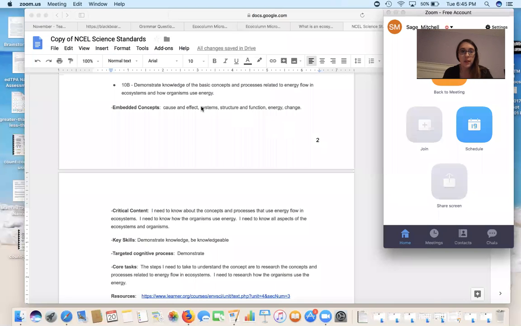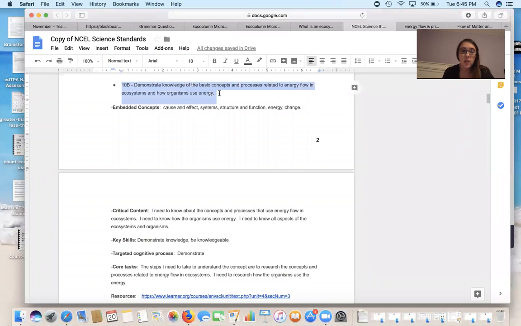Okay, now we're going to look at 10b. The standard 10b states to demonstrate knowledge of the basic concepts and processes related to energy flow in ecosystems and how organisms use energy. So let's break this down a little bit.